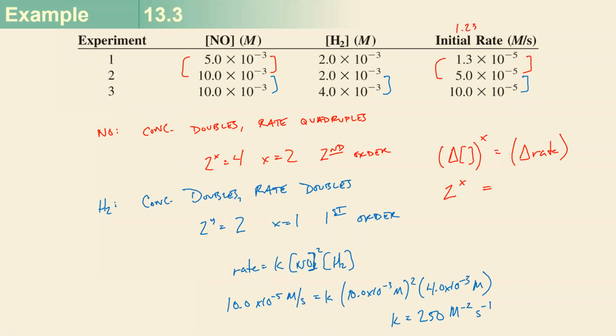This is 1.25 times 10 to the negative 5th. You multiply that times 4, you get exactly 5. But they wanted just 2 sig figs, that rounds to 1.3. So the rate goes up by a factor of 4, and so 2 to the x equals 4, x is equal to 2, so it's second order. And so that's what we did on Wednesday. I just wanted to make sure we were super clear on that before we move on.